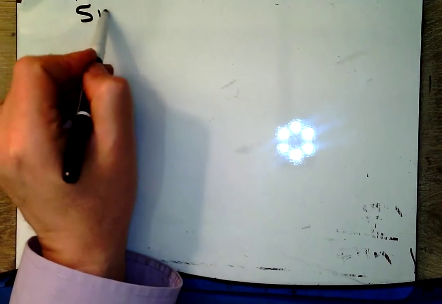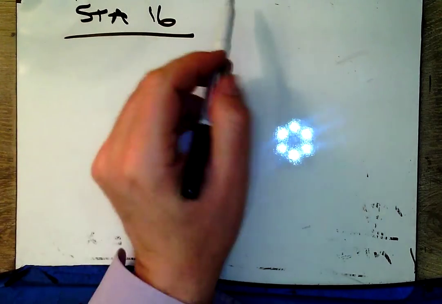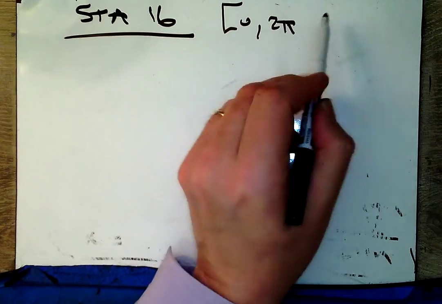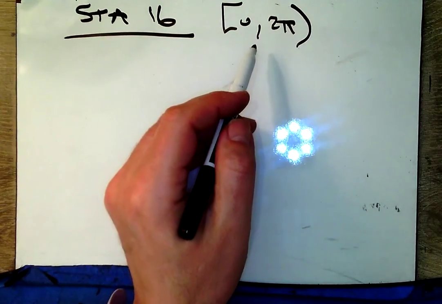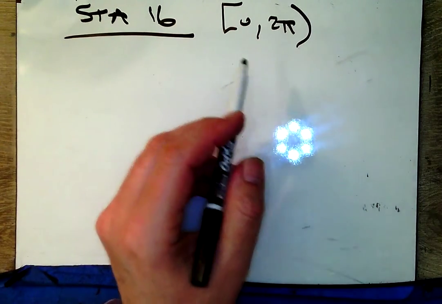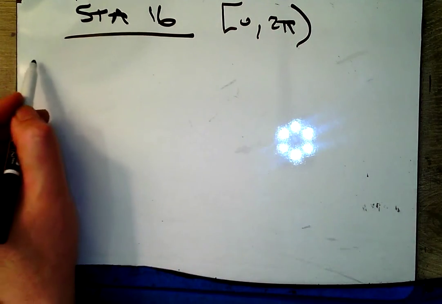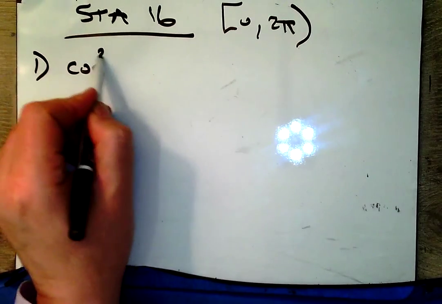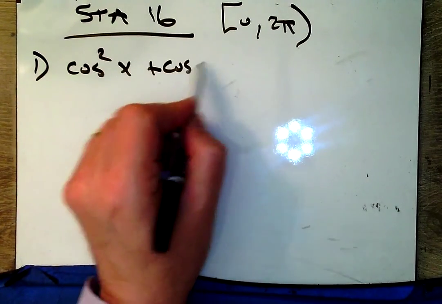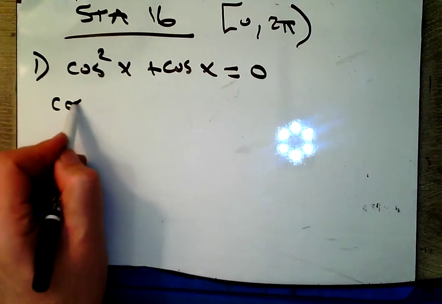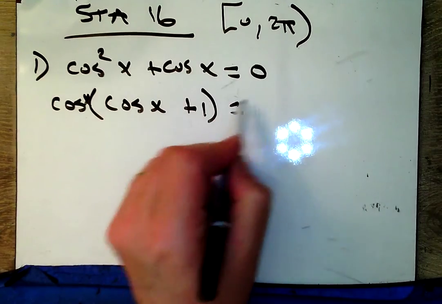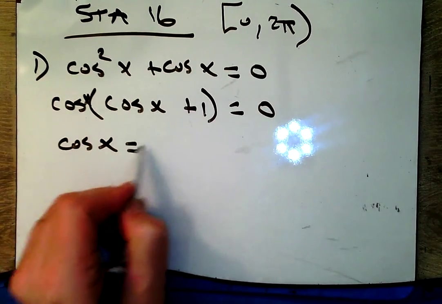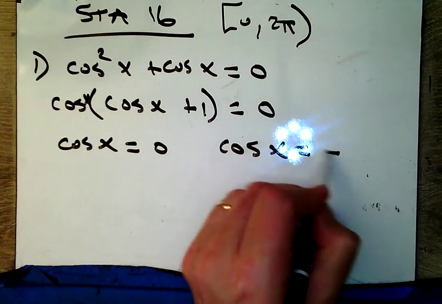All right, here's our last station, station 16. We're now on 0 to 2 pi. Oh, look, it's the same problems we just did on station 15, but now with a different restriction. Instead of all solutions, we're just looking for all the solutions on 0 to 2 pi. So we've got cosine squared x plus cosine x equals 0, and we do that GCF factoring, and we get cosine equal to 0 and cosine equal to -1.